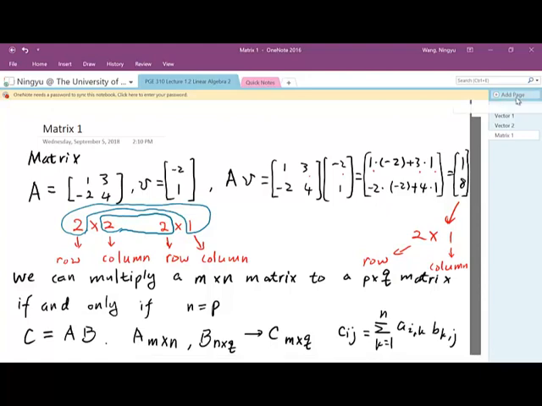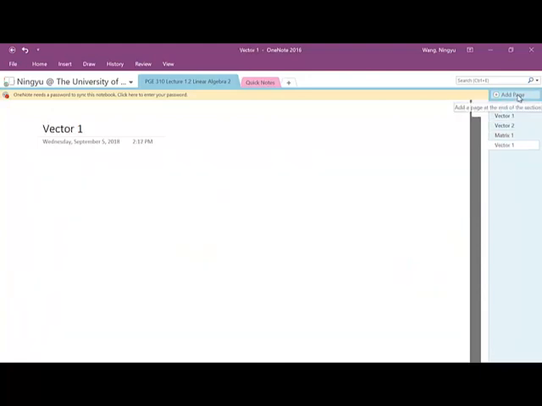Yeah. Now let's do more exercises. Yeah, this part is a review of your linear algebra, so it may be boring, but for those who have already forgotten about it, this is a very good chance for you to remember everything. Let's do more practice.